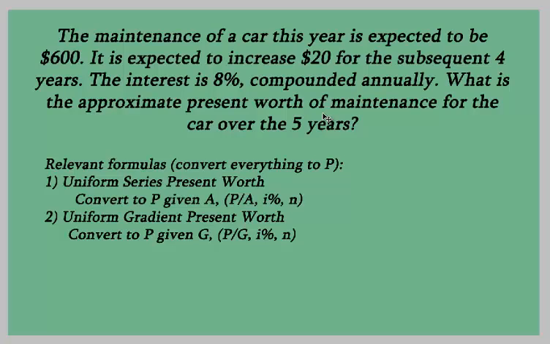Well, this is how I figure it out. A is something that doesn't change. It's gonna be $600 every year. But G is going to change. G is the gradient. Gradient is something that changes over time.